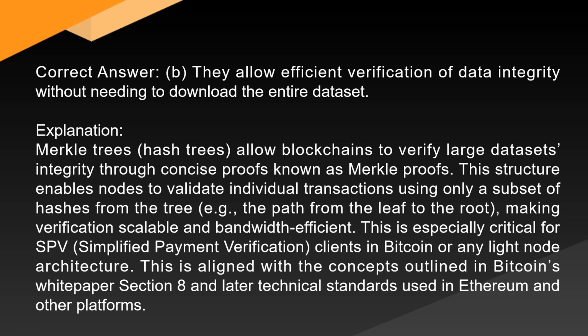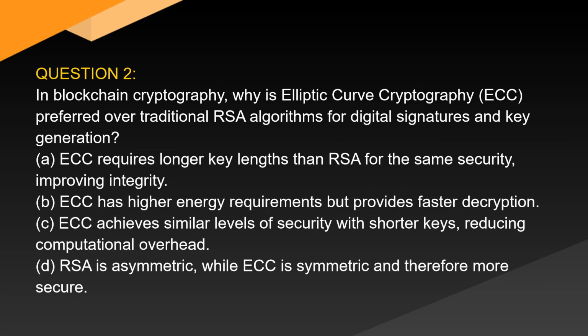Question 2. In blockchain cryptography, why is elliptic curve cryptography, ECC, preferred over traditional RSA algorithms for digital signatures and key generation? A. ECC requires longer key lengths than RSA for the same security, improving integrity. B. ECC has higher energy requirements but provides faster decryption. C. ECC achieves similar levels of security with shorter keys, reducing computational overhead. D. RSA is asymmetric, while ECC is symmetric and therefore more secure.